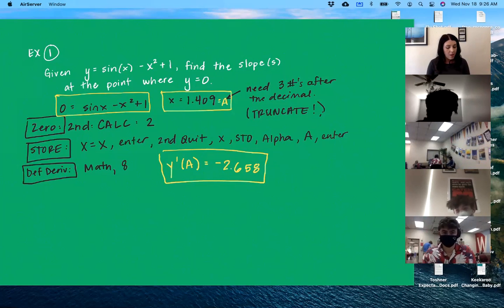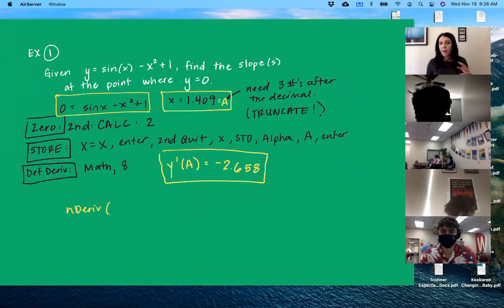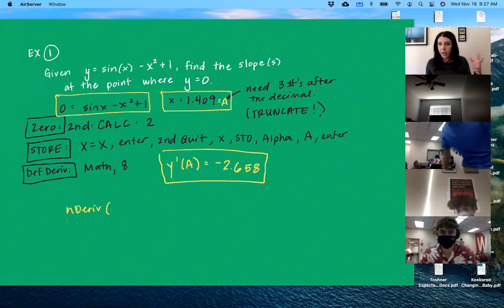Go ahead. Ms. Toshner, when I click Math 8, I get a completely different function. Okay, do you get n deriv, Charlie? Yes. Okay, so what you have is an old programming style, and I want to talk through this anyways. This is what would come up if you had a TI-83. If you have a TI-84 and this is coming up, you can download an update on your calculator. You can plug it in. But let's talk through how you would do this if you have n deriv coming up.